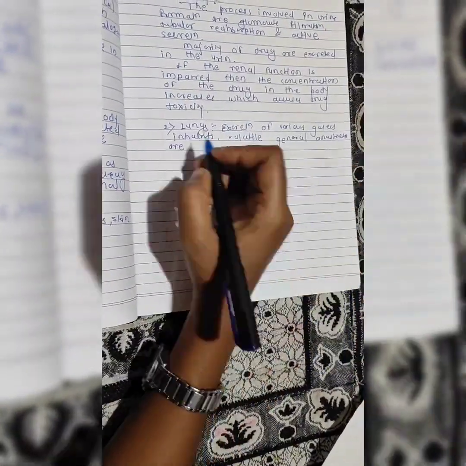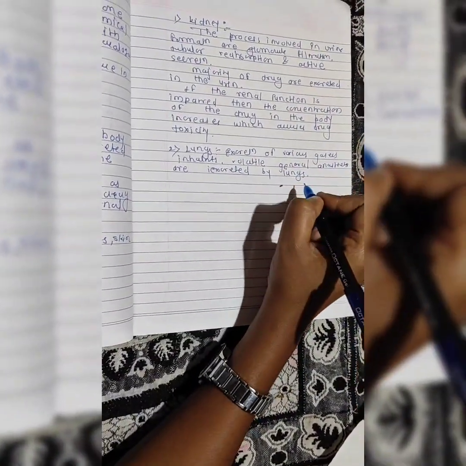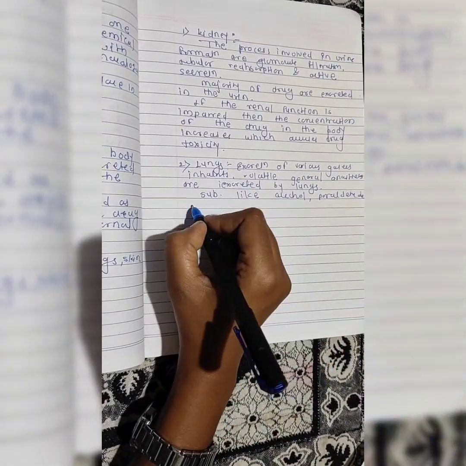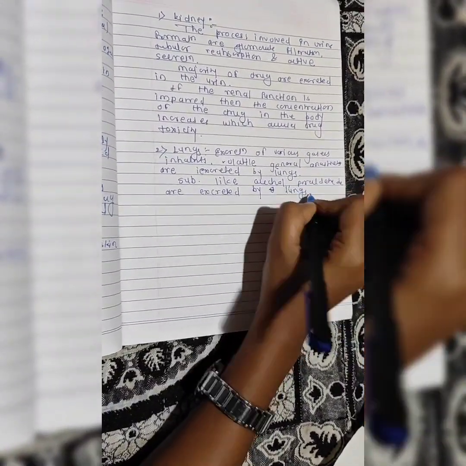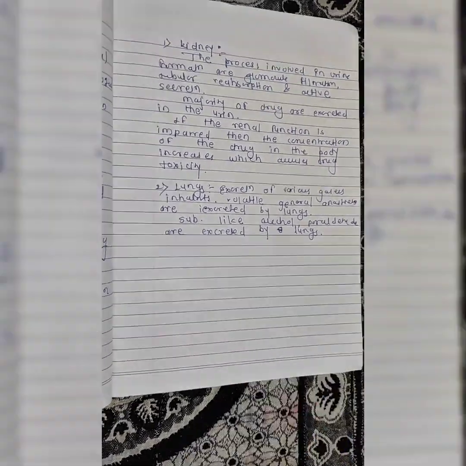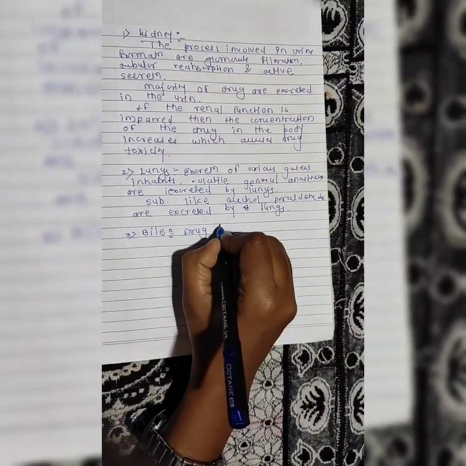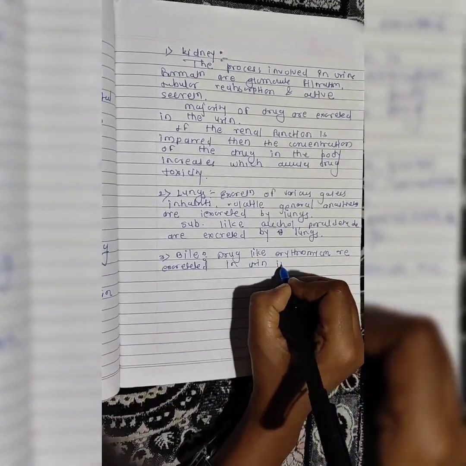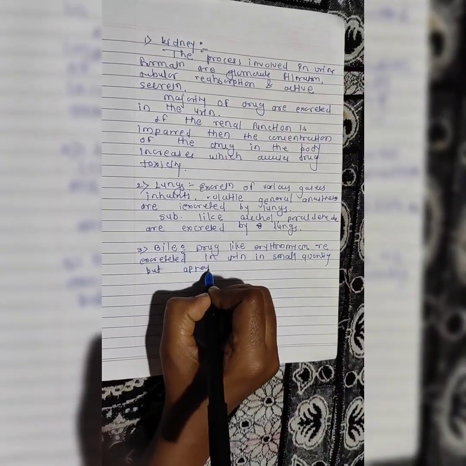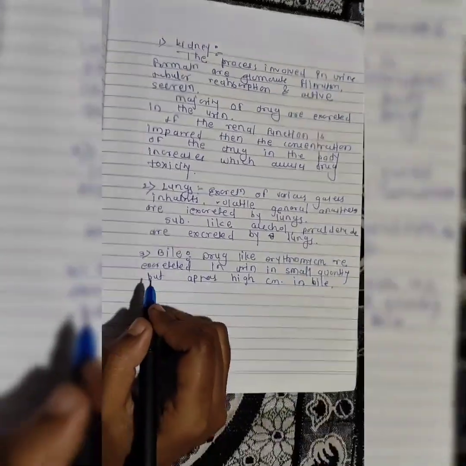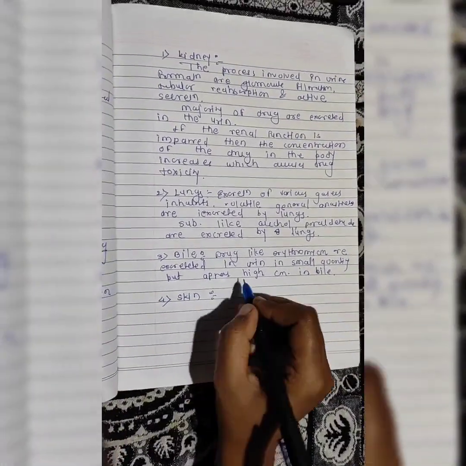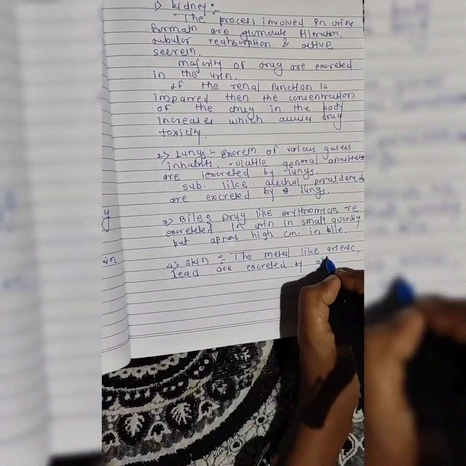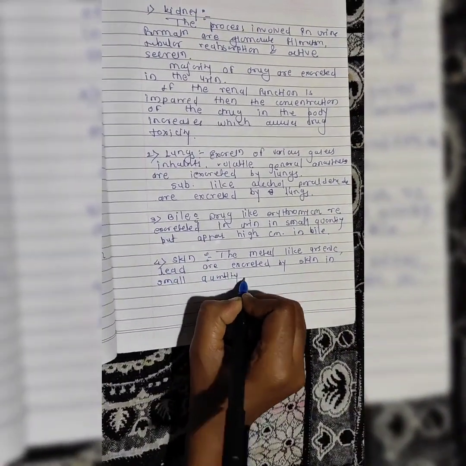Then, lungs. Various gases, inhalants, volatile substances and general anesthetics are excreted by the lungs. Substances like alcohol are excreted by lungs. Then bile. Drugs like erythromycin are excreted in urine in small quantity but appear in high concentration in the bile.